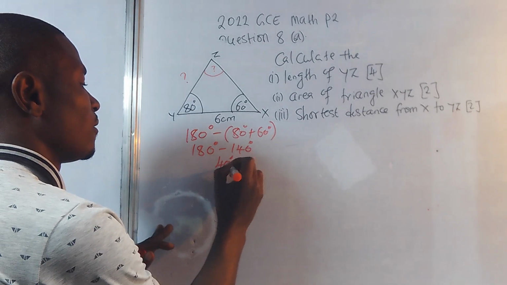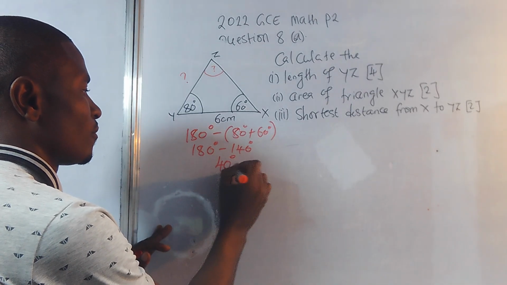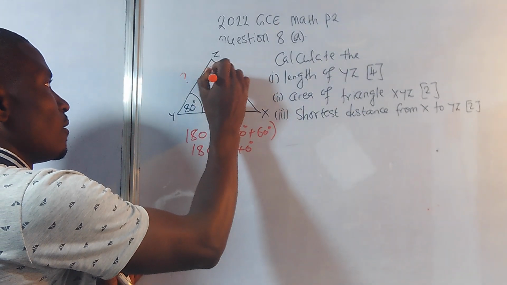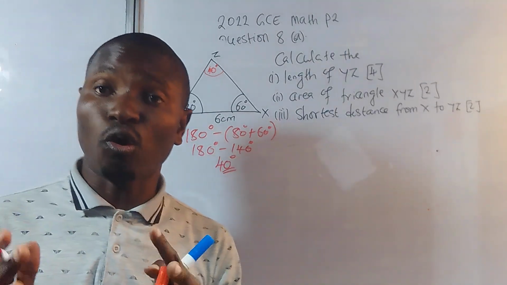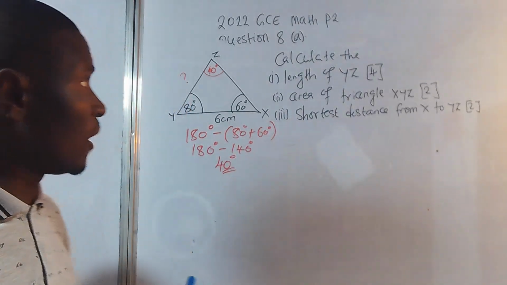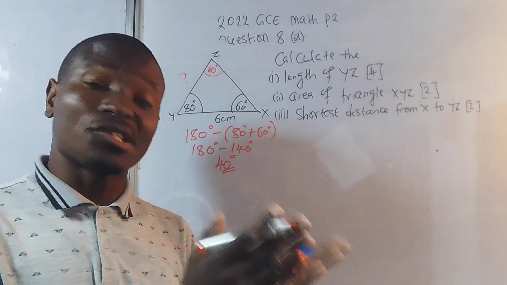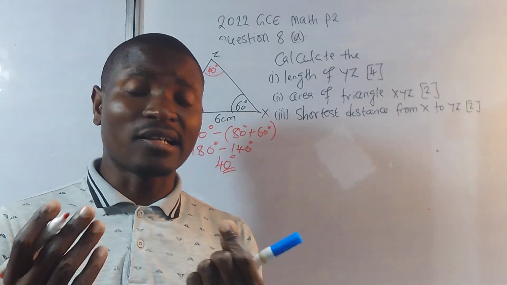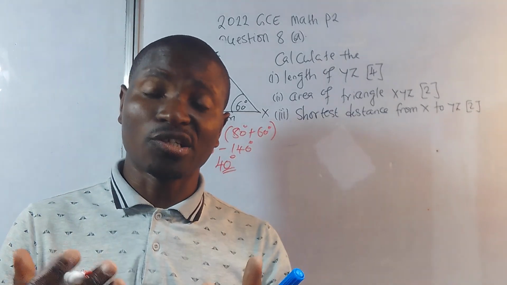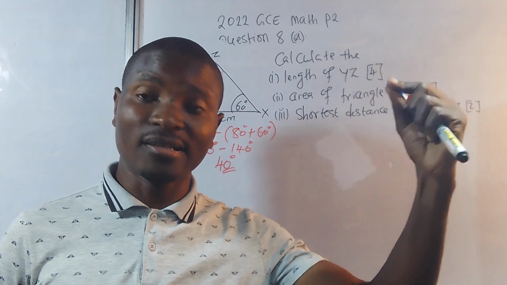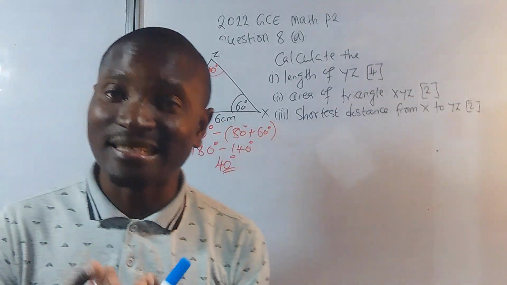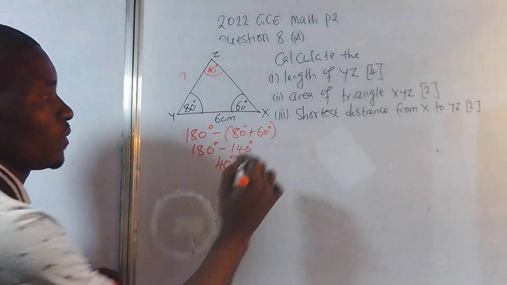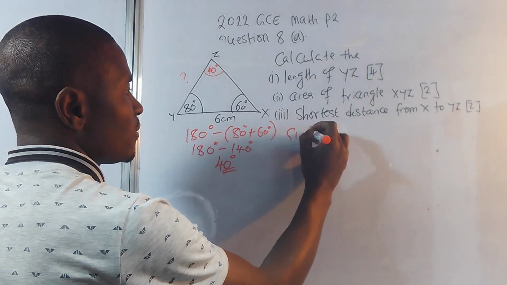So that's what we're going to have, meaning this one is just 40 degrees. Now, the reason why we are finding the angle at Z is because that is going to give us the complete ratio of the angle at Z and its opposite, which is the distance. So from there, we can now use the sine rule.